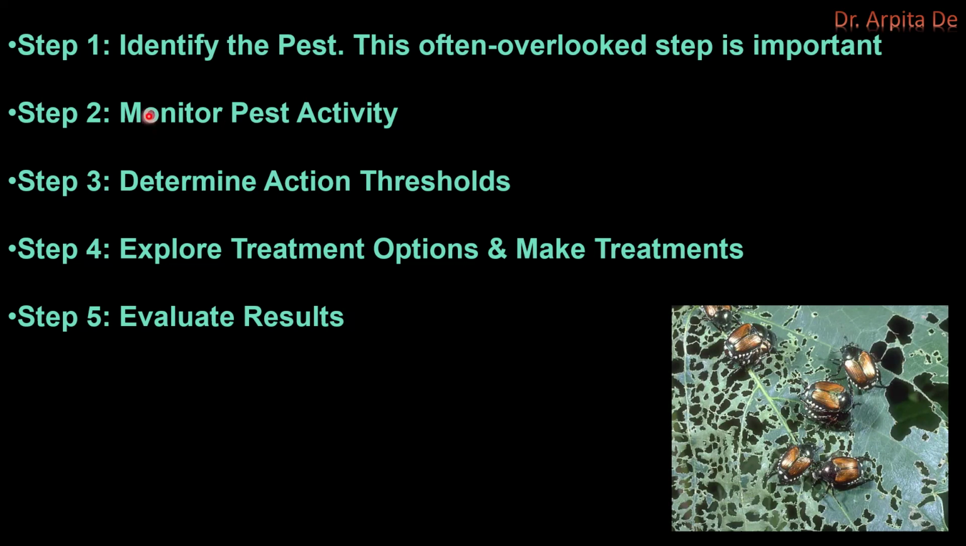Step number 2, monitor pest activity. What is its activity like? How is it causing the problem? What is its lifestyle? How is it creating the menace? So we should monitor their activity. Determine action thresholds. We'll have to determine what is their action threshold. How are they behaving?